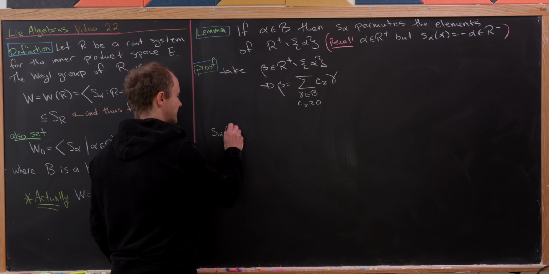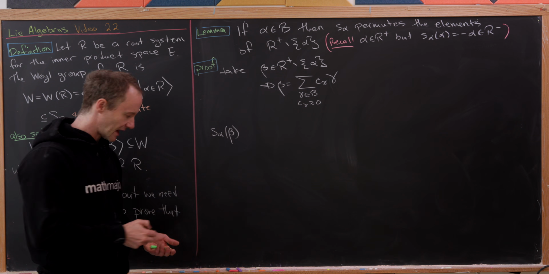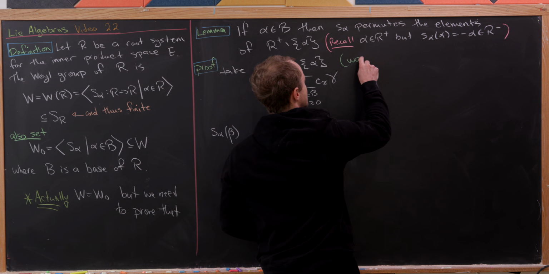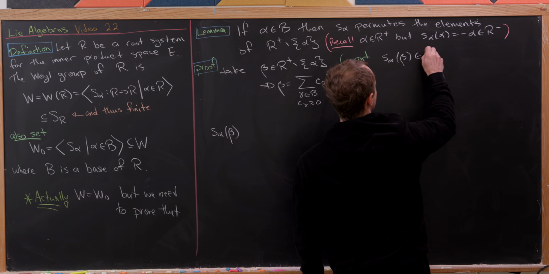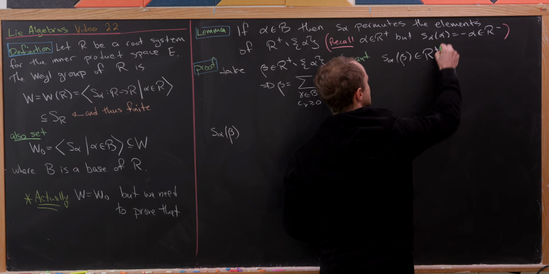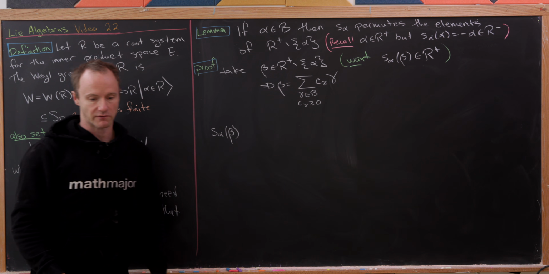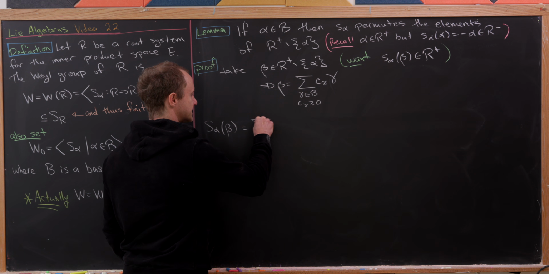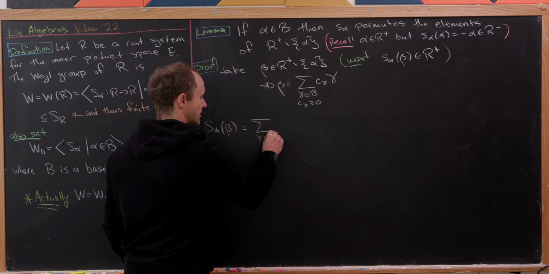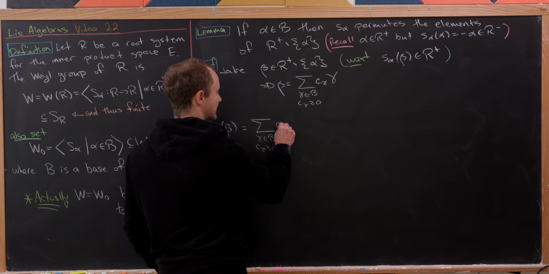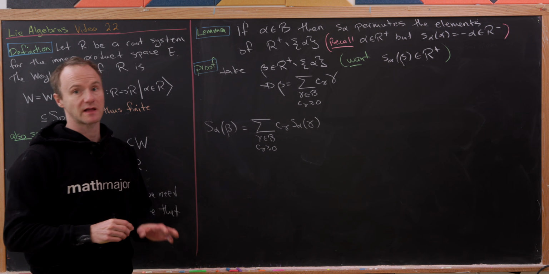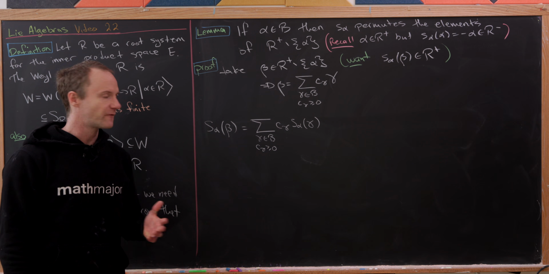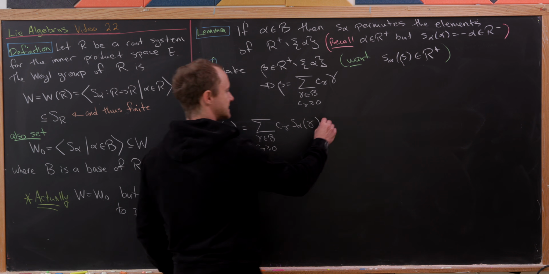So we'll do S alpha attacking beta. And I guess what we want here is for S alpha attacking beta to pretty clearly be in R plus. That's what this result is saying right here. So that means we're going to get this sum over all gamma in B, where this C gamma is bigger than or equal to 0, and then we'll have C gamma of S alpha gamma. So something like that.